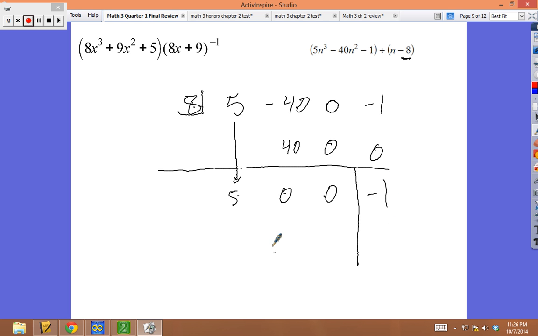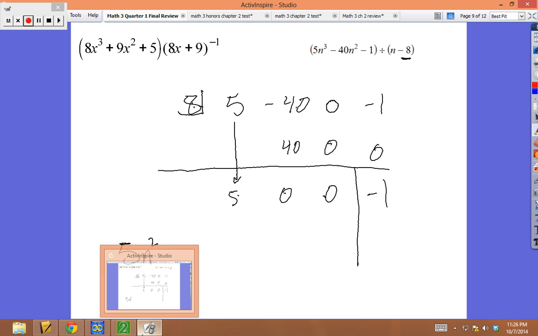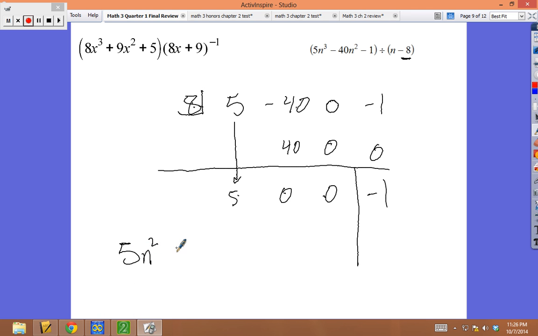So my answer is going to be 5, and because this was a cubic, my answer is actually going to be 1 degree less. It's going to be a quadratic. So 5n squared minus 1 over n minus 8.